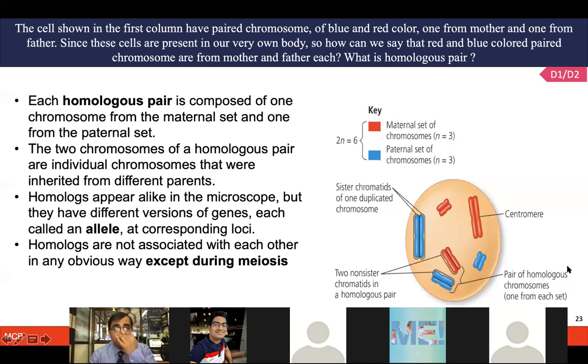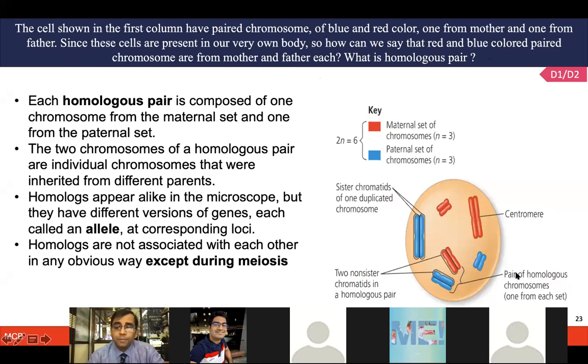All right, one more question is the cells shown in the first column have both blue and red, one from mother, one from father. Since these cells are present in our every body cell, so how can we say that red and blue colored paired chromosomes are from mother and father each? What is the homologous pairs? Of course, these are some of the basic question and interesting question which you have asked for.